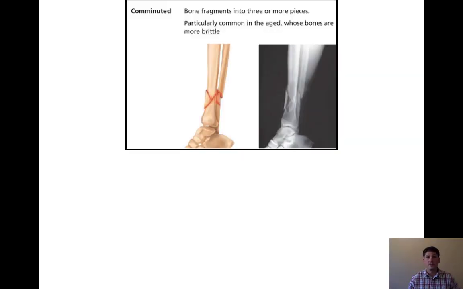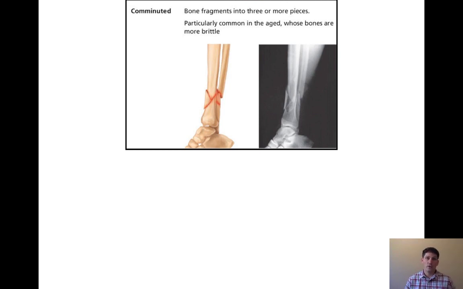If we look at comminuted fractures, the bone fragments into 3 or more pieces. These generally happen and are more common with elderly folks because those bones become a little bit more brittle, so when they fall or twist, those bones kind of shatter. Now, just to throw this out here, you will be required to know these different breaks for a test.